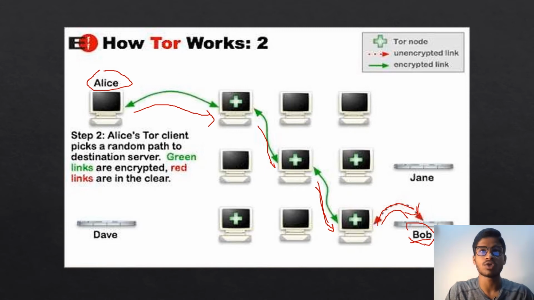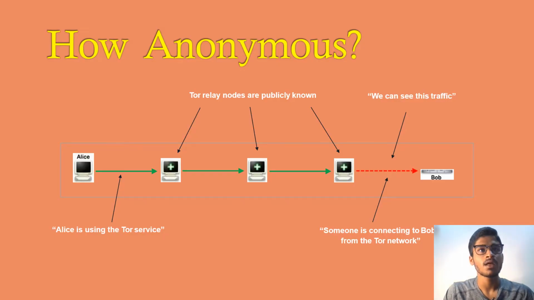Okay, this is how Tor works. How anonymous? Actually, I have already explained it. Alice is using the Tor service and it comes through this. It's anonymous here. The green color shows anonymous routes. Someone is connecting to Bob from the Tor network.